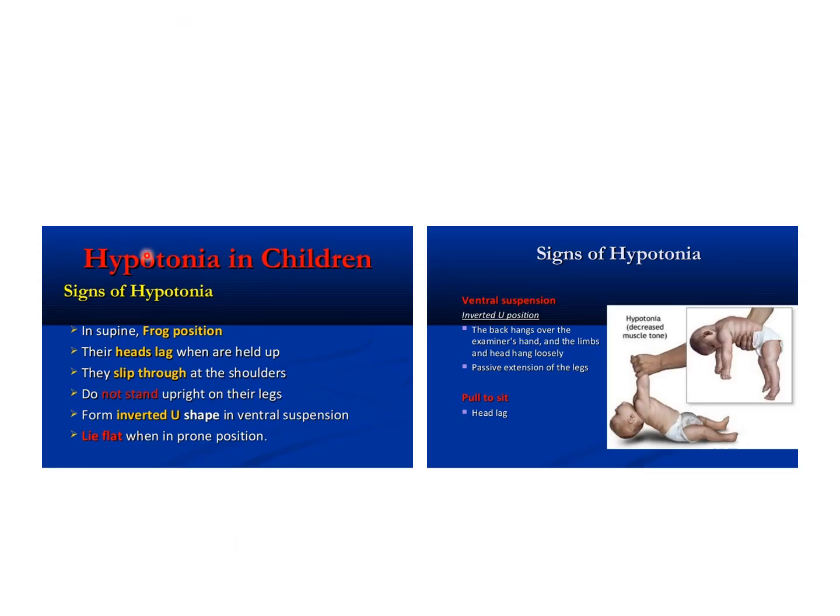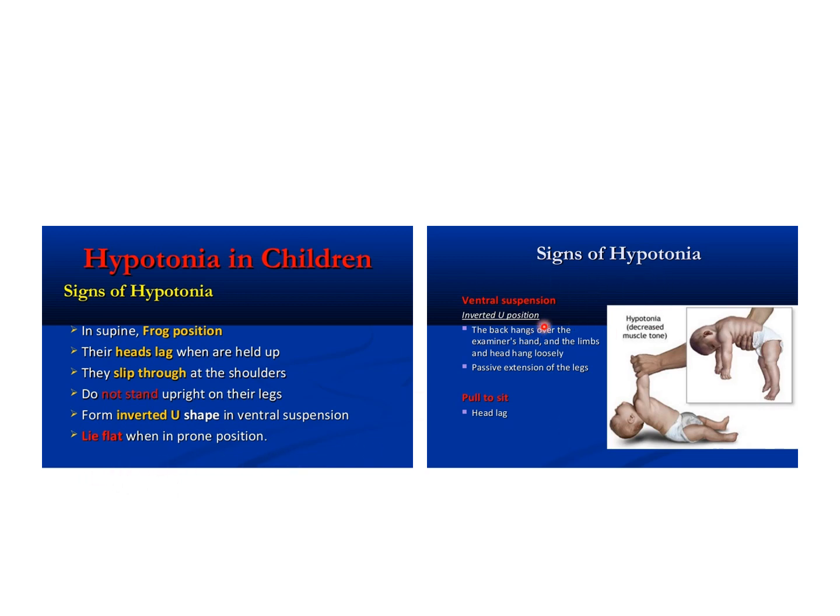So in this image, you can see the signs of hypotonia in children. What are the signs? In supine position, they lie in a frog position. When they are held up, they slip through at the shoulders and do not stand upright on their legs. They form an inverted U shape in ventral suspension and lie flat when in prone position.